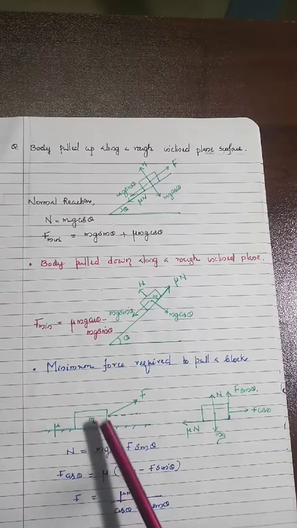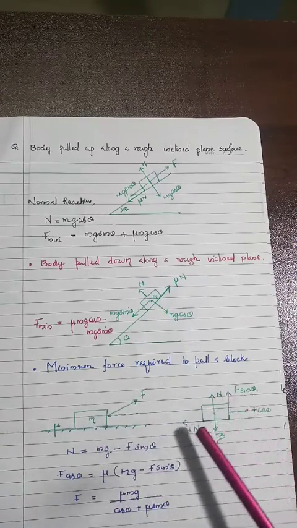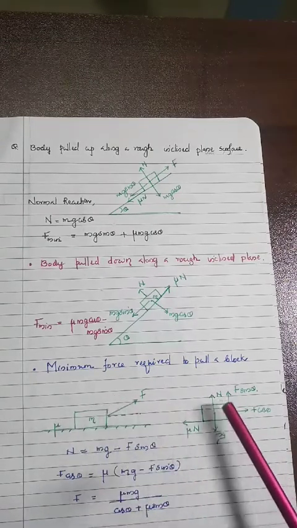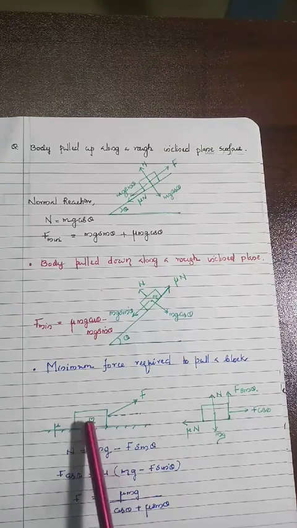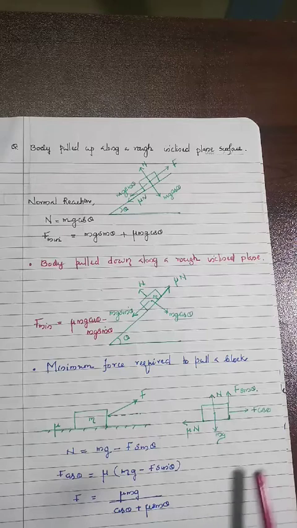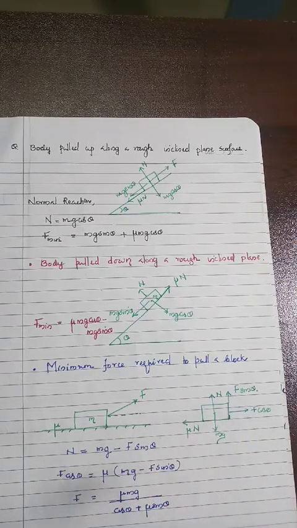A good aspect: minimum force required to pull a block. See that F can be split into two components. So here the normal reaction plus its sine component is equal to mg, and F cos theta is equal to mu times N, and N is mg minus F sin theta. So the force F is equal to mu mg by cos theta plus mu sin theta. Look carefully at the steps.